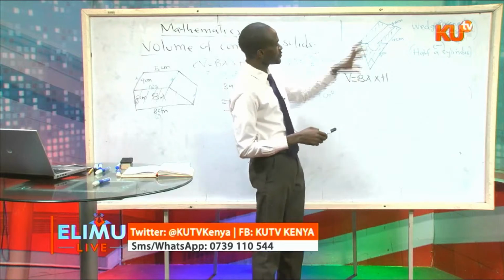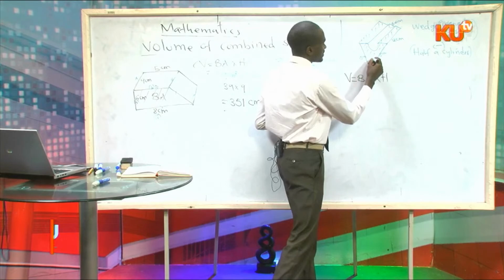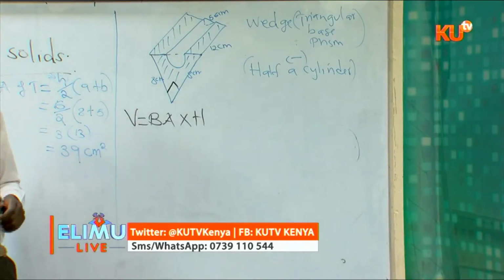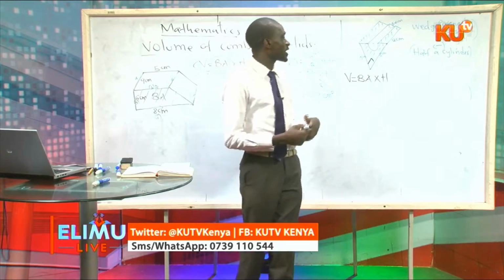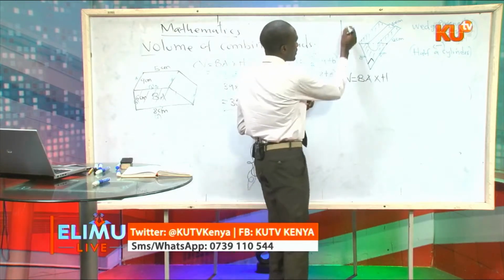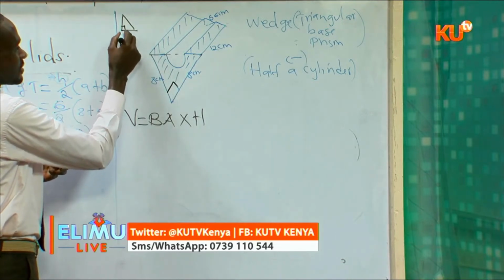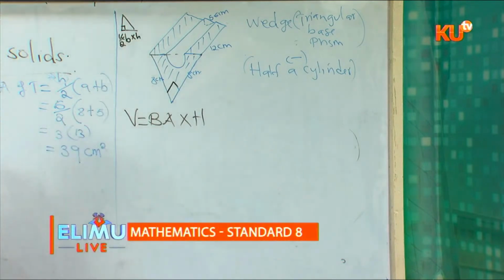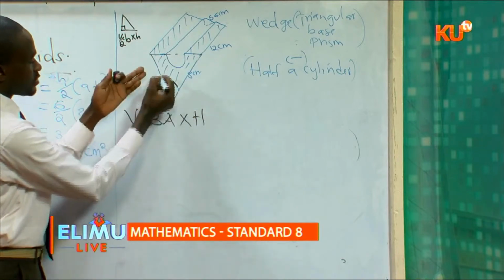Now what do I do? You ask yourself, this wedge, which one is its base area? Base area is this one. Now this is the base area of the wedge. Then you ask yourself, this base area is which shape? It is a triangle. So how do I get the area of a triangle? Area of a triangle is half base times height. So that's now the base area, which is this one.